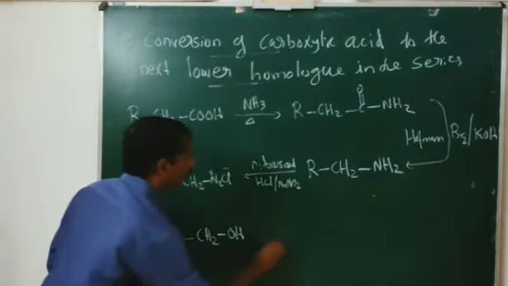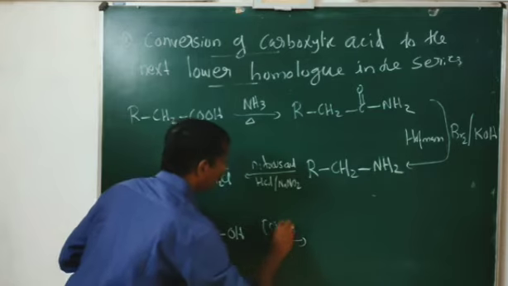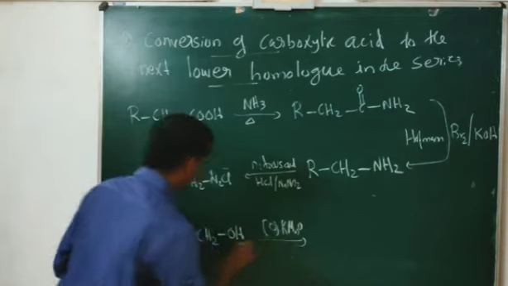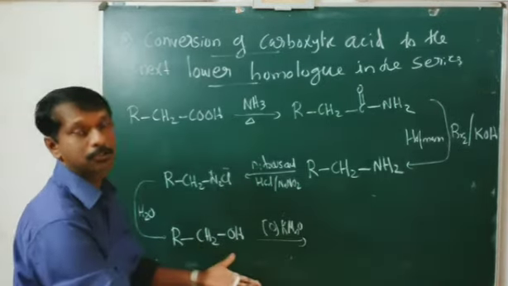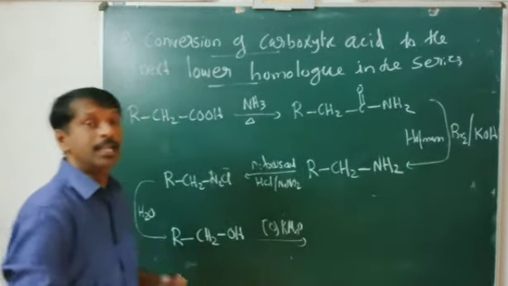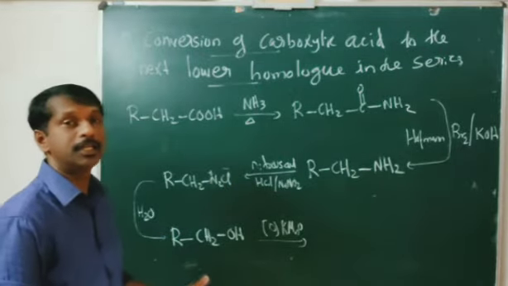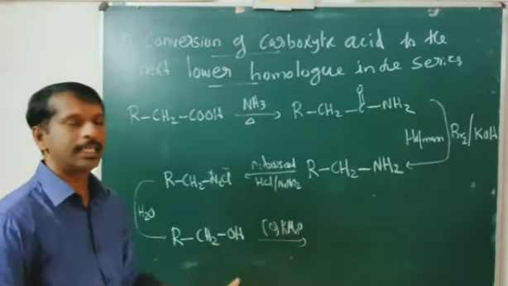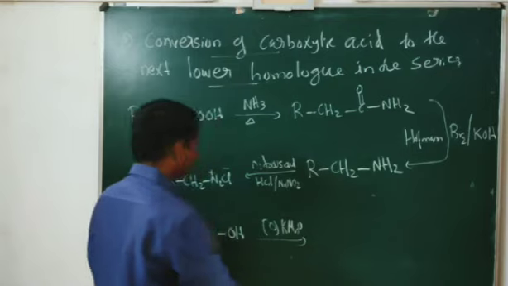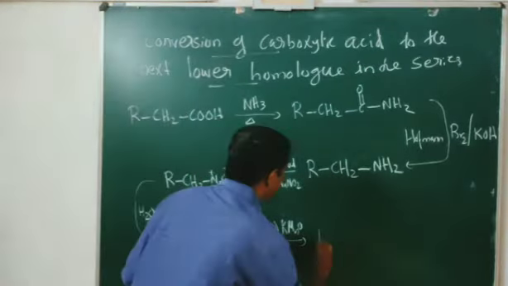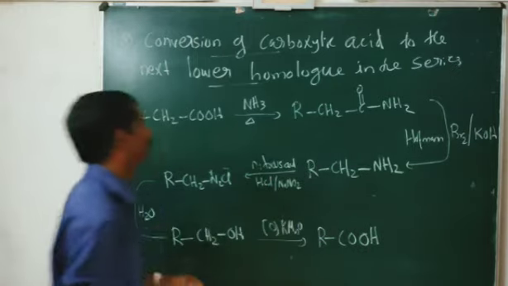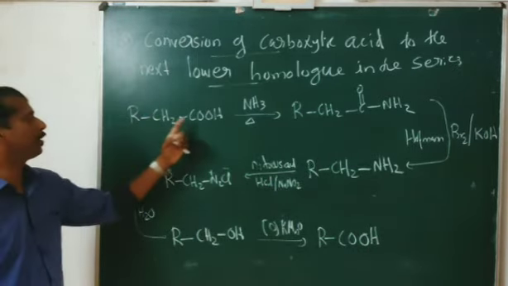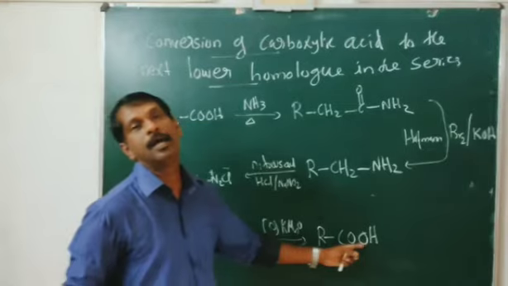Now this alcohol on oxidation with KMnO4, what do we get? We get carboxylic acid. If you are using a strong oxidizing agent, it will end up with the carboxylic acid. First it will change into aldehyde, then finally it will be converted to carboxylic acid, RCOOH. So we started with RCH2COOH and ended with RCOOH.